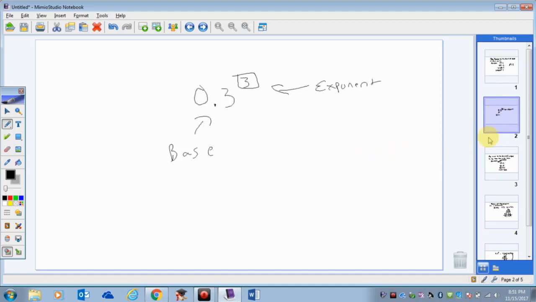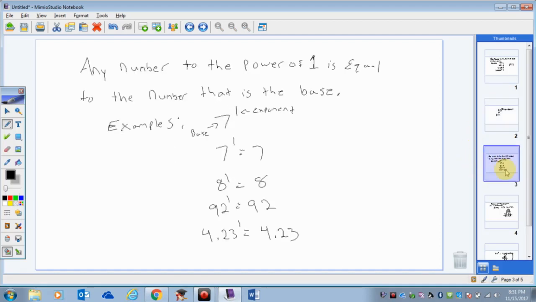Alright, another rule you got to remember is any number to the first power, to the power of 1, or has an exponent of 1, is going to equal the base. So if your base is 7, your exponent is 1, 7 to the first power is equal to 7. 8 to the first power equals 8. 92, exponent of 1 equals 92. 4 and 23 hundredths, exponent of 1 is equal to 4 and 23 hundredths. Once again, that's something that you just got to remember.